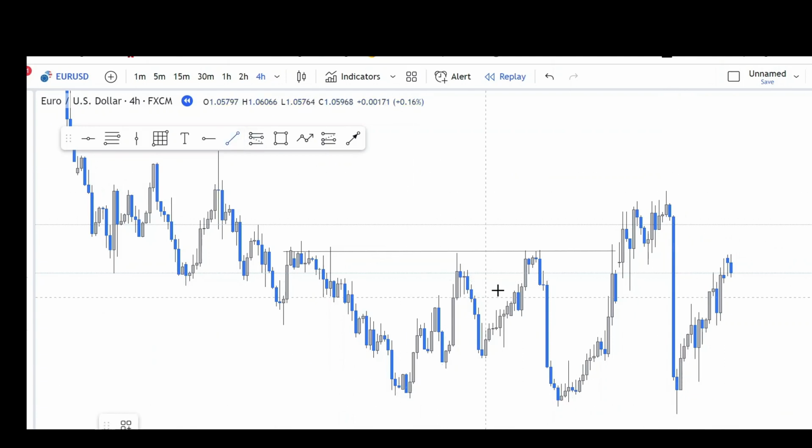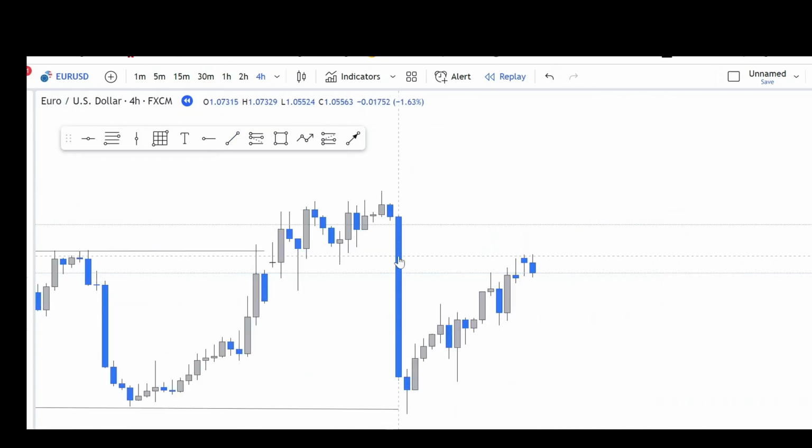Does that make sense? So we collected the liquidity here, and as you can see, we collected the liquidity below this low as well. So it was purely just a nice little liquidity sweep, and as we can see, there's a lot of imbalance here, guys.